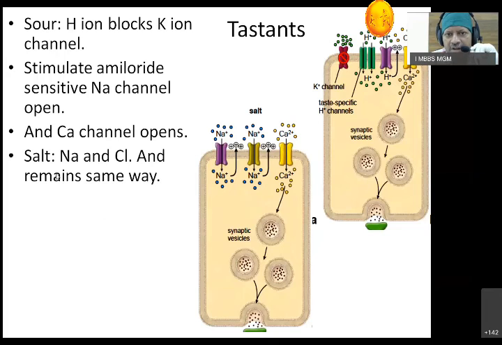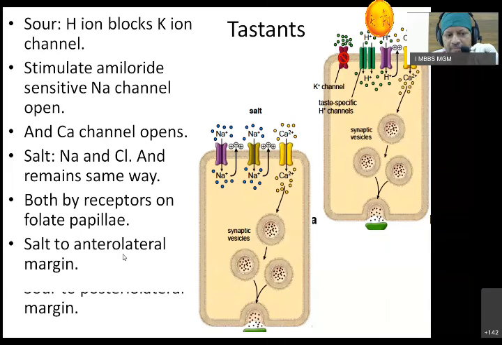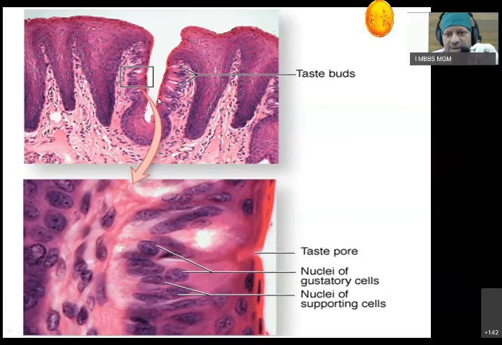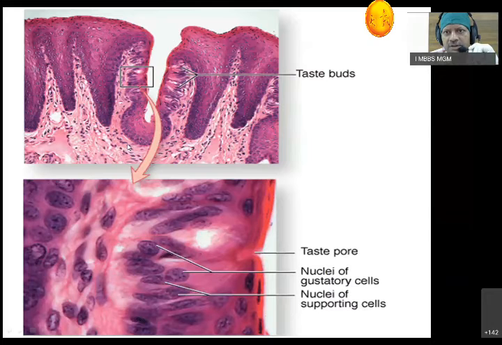And for salt, sodium and chloride act the same way. These two receptors, sour and salty, are only in the foliate papillae, the side of the tongue. Salt is usually at the anterolateral margin. Sour is usually at the posterolateral margin. This is how you see the taste buds. So sour and salty are ion gated, unlike the G protein receptors. This is what we talked about.